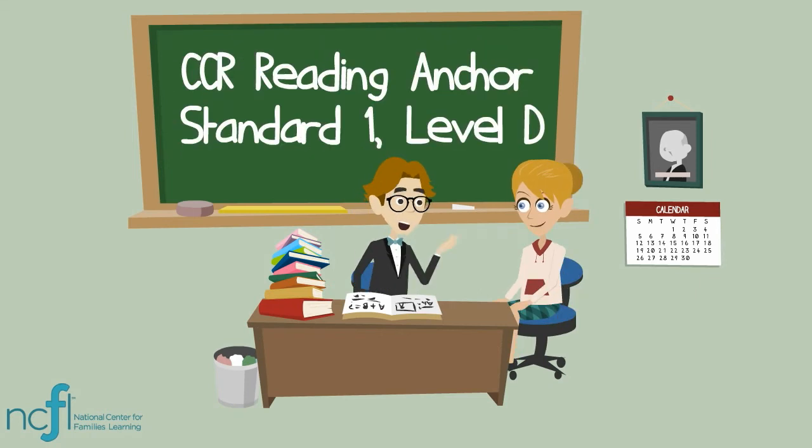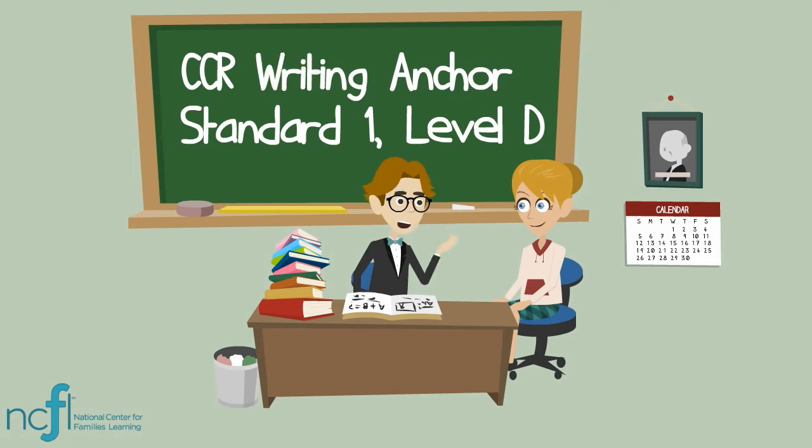I will use CCR Reading Anchor Standard 1, Level D. Cite several pieces of textual evidence to support analysis of what the text says explicitly, as well as inferences drawn from the text. I will begin by having students discover the meaning of inference at the beginning of the class. Then, they will work with text to find some inferences, and support them with evidence from the text. The writing assignment will be my second lesson, because working with inferences will take the whole reading class.